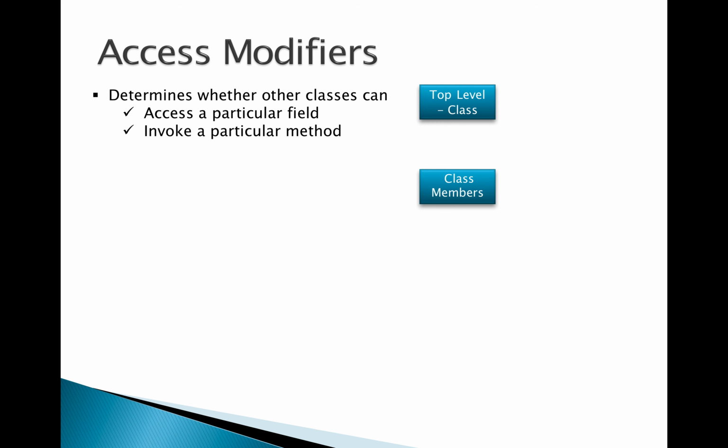Member level is anything that is inside a class. If you have a public class, inside that public class you can have one more class even. You can have an instance variable. You can have methods. So all these are class members.